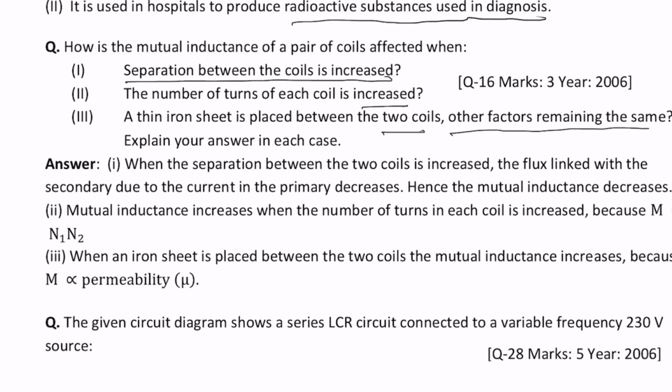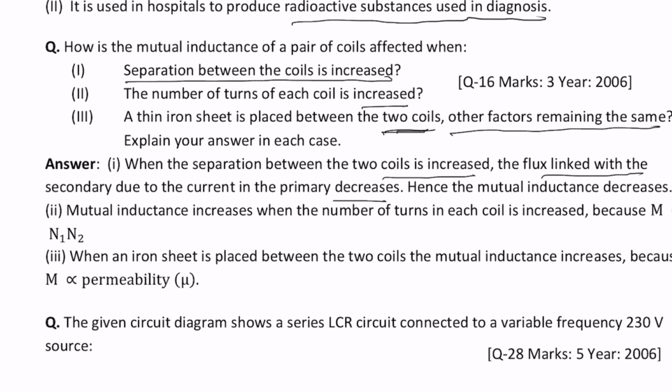Other factors remaining the same, meaning number of coils and distance are the same, only one more permeable material is introduced between the coils. Answer is now: first, when the separation of the two coils increases, the flux linked with the secondary due to the current in the primary decreases, because the concentration of magnetic flux is more near where it is produced. Here the concentration is more. As we move, the concentration decreases.